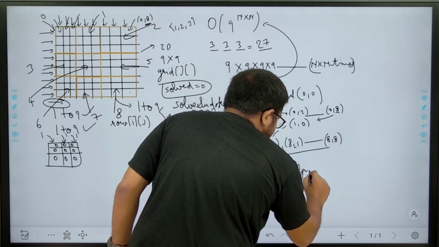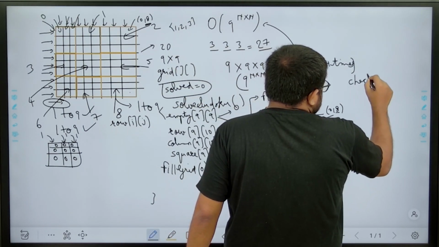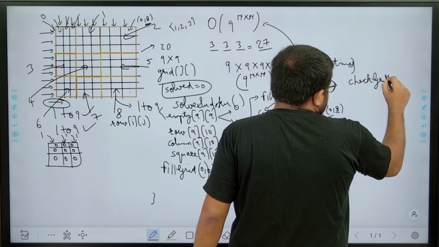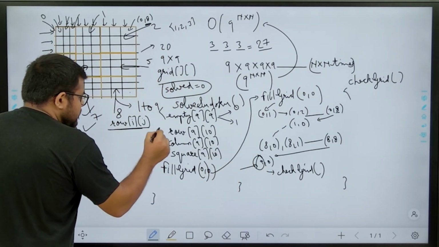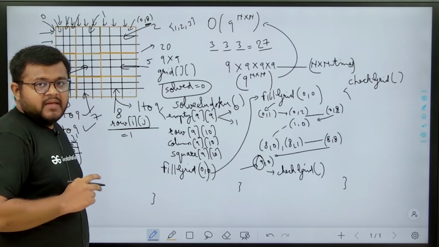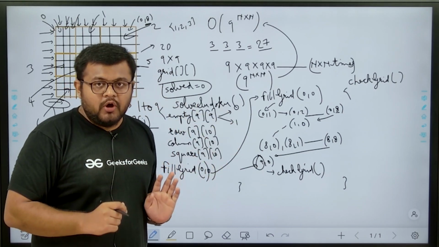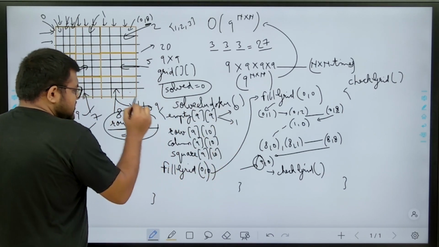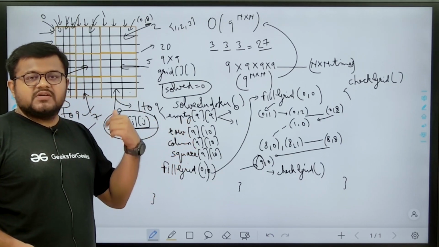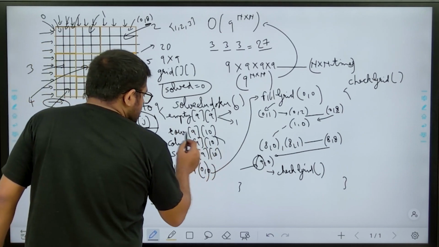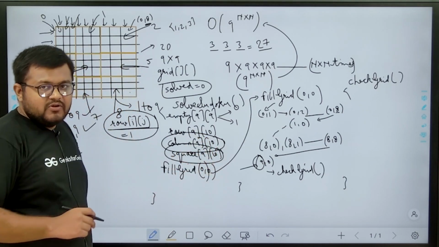the check grid function. Now what will the check grid function do? It will basically check whether for all the values of row ij, is it equal to 1. Row ij denotes the number of occurrences of the jth number in the ith row. So are all the row ij values equal to 1? It should be equal to 1 because all the numbers from 1 to 9 should be present exactly once in all the rows. Then it will check for columns whether all these values are ones. Then it will check for squares whether all the values are 1.